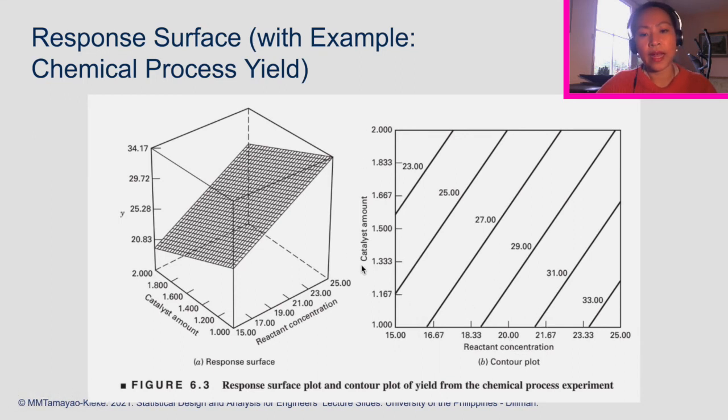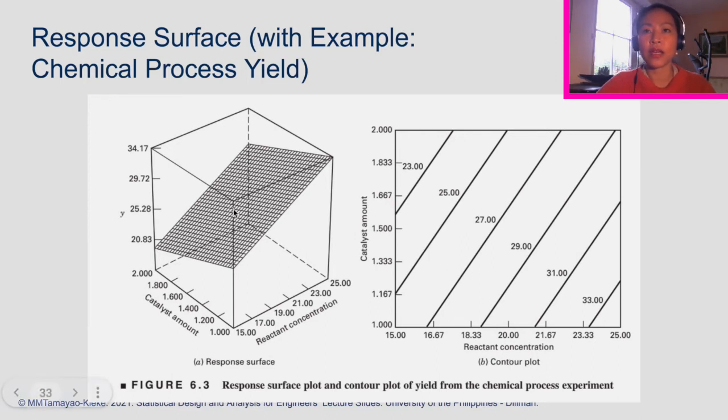On the right, you can see the catalyst amount on the y-axis and the reactant concentration on the x-axis, and these are the contour curves for your response variable, chemical process yield, at different combinations of catalyst amount and reactant concentration.